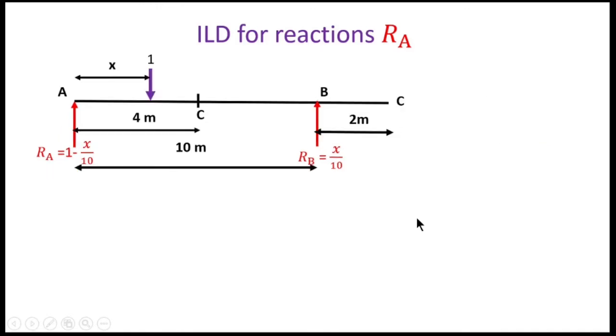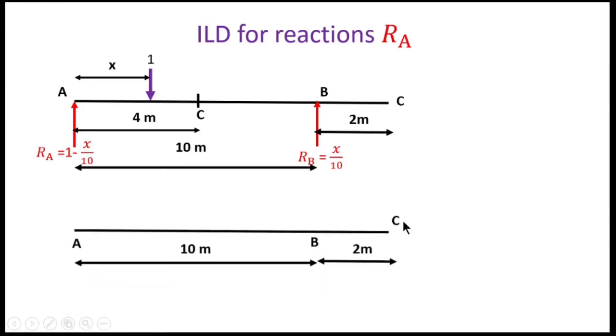Then we plot the ILD for reaction RA. So draw the horizontal line. The length of that line is equal to the length of the beam. X equal to 0, RA is equal to 1.